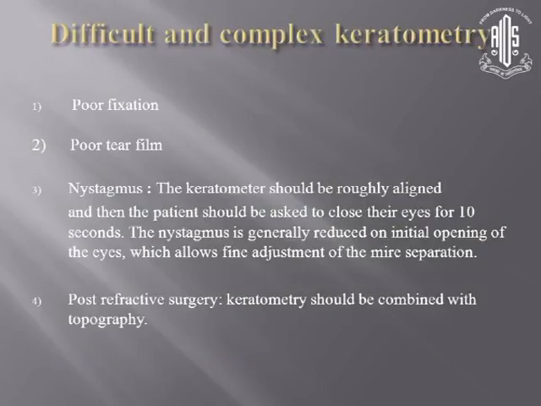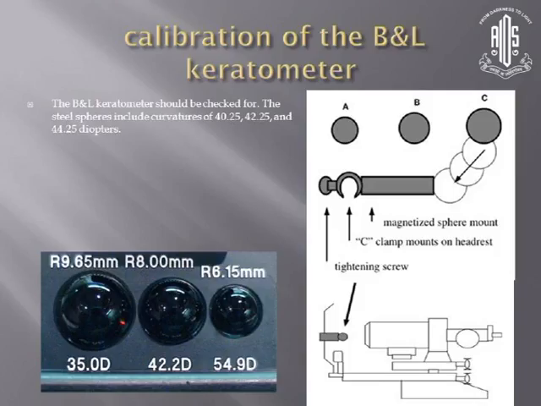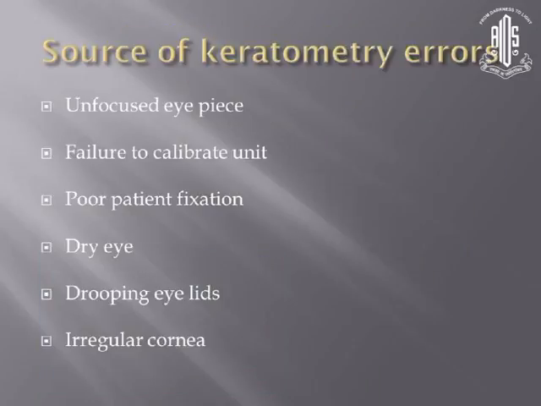There are certain difficulties. One is a poor fixating patient, a poor tear film, nystagmus, and post-refractive surgery patients. Keratometry here should be measured by using topographers or tomographers. This is one thing which we all normally never do, which is calibrating our keratometers. So there are various methods to do it. You have ideal spheres or you have lenses which can be used to calibrate our keratometers. These are mainly for manual keratometry.